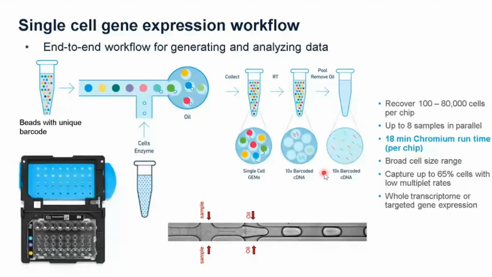Here it is showing that the sample goes into the microfluidic chip, and then one gel bead with one sample goes through the oil so that it will be engulfed by the oil. Inside one engulfment, there will be only one gel bead with a unique barcode, and the single cell inside it will be labeled with that unique barcode.